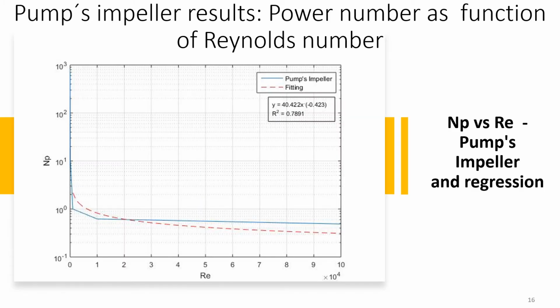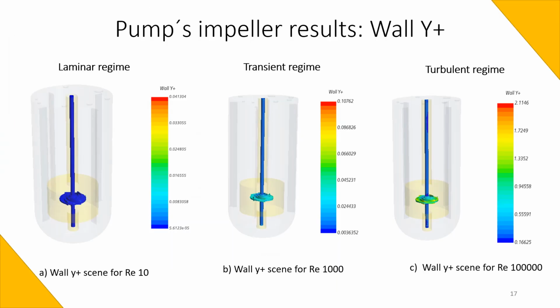Apart from the Rushton simulation, it was decided to simulate the behavior of a pump impeller in the stirring tank. Here the results are shown, and a potential regression was done to obtain an equation that can predict the behavior of the power number at different Reynolds numbers. These results show that the values of the Y plus for the three types of regime are in a range less than 5, which is what is desired.